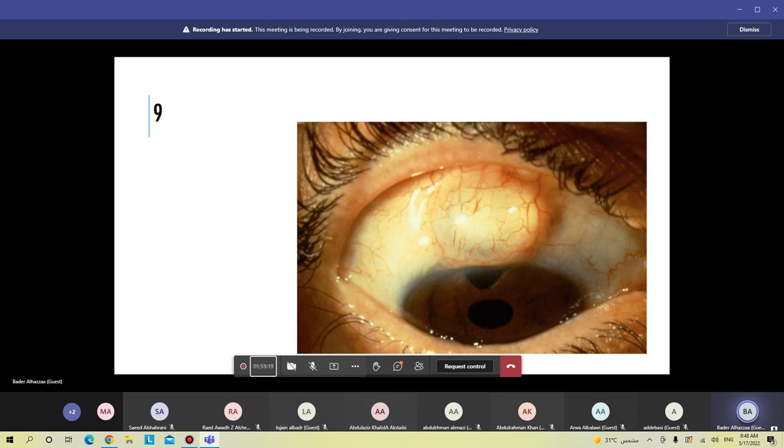What is your spot diagnosis here? Maybe encapsulated bleb. Yes. So you see it round like this, thick wall, vascularized, most likely it's encapsulated. How would you manage this patient? So I will consider doing maybe a suture lysis for the patient, or needling for the encapsulated bleb.